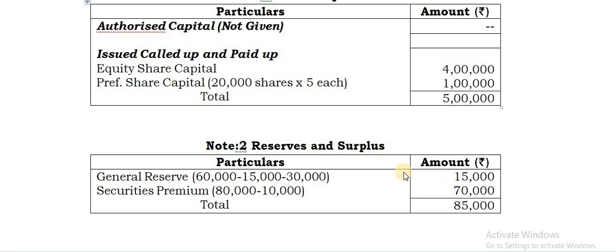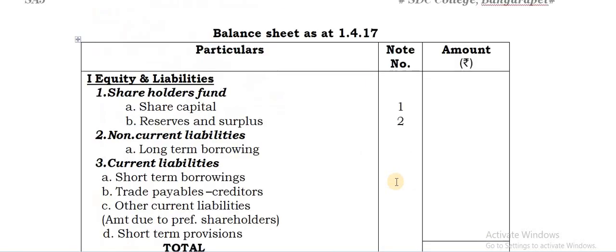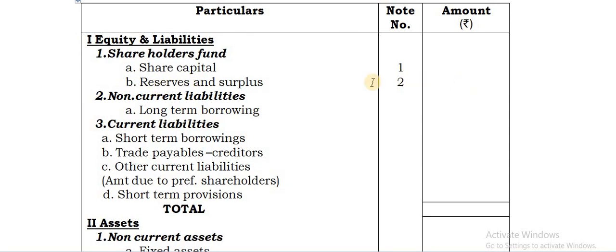That gives you 15,000. Similarly, securities premium, in that 80,000 whatever is there, 10,000 is being deducted, which is being paid towards the preference shareholders. So balance you have 70,000. Now the total is 85,000. Okay. So these two amounts you can take up in the balance sheet.